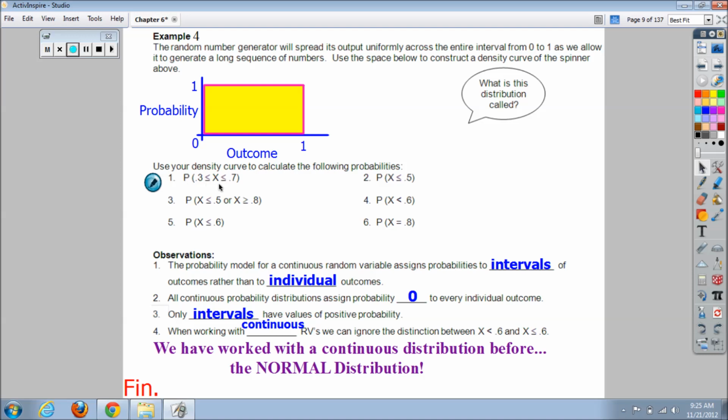If we want to find the probability that x, our outcome of our spinner, is between and including 0.3 and 0.7, let's estimate right here, here's 0.3, and right here, this is 0.7. We want to find the area between 0.3 and 0.7, which is just a rectangle. How much area is there between 0.3 and 0.7? There's 0.4 of width. And how tall is this? This is 1. So 1 times 0.4, this has an area of 0.4, and that is also the probability.